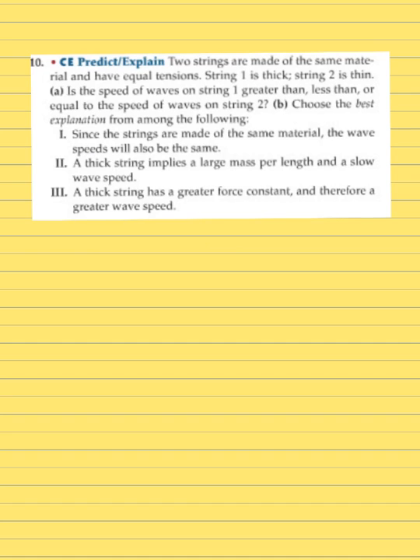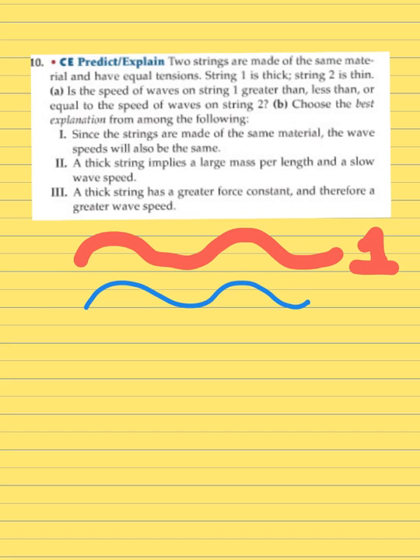Cool. All right, so let's start to compare some different strings. So you might want to go back to waves on a string and kind of play around with this exact problem, but we're just going to write out what's going on. So we have string number 1, which is a thicker string, and then we have string number 2, which is a thinner string. And we're going to assume the length and the tension are the same. So our question is, is the speed of the waves on number 1 going to be greater than, less than, or equal to the speed on string 2?